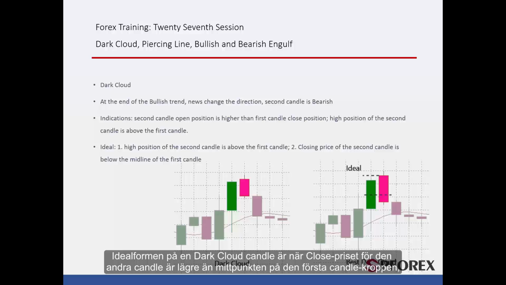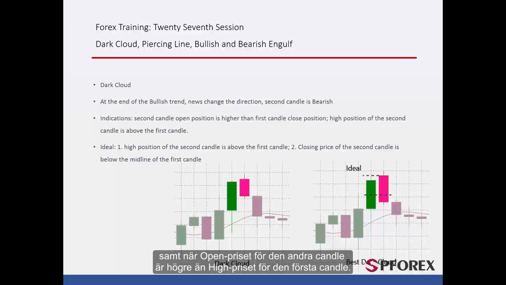The ideal form of a dark cloud candle is when the close price of the second candle is lower than the midpoint of the first candle body. Also, the open price of the second candle is higher than the high price of the first candle.